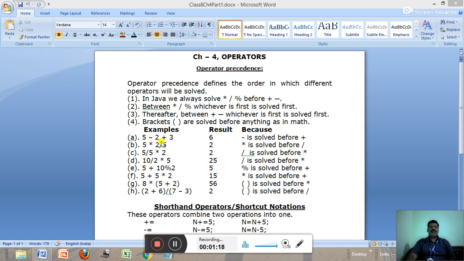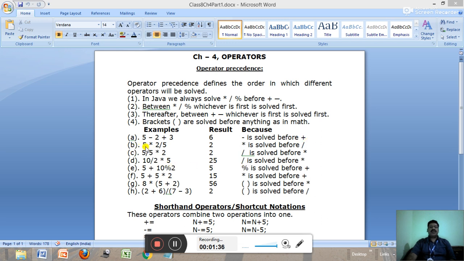First one, 5 minus 2 plus 3. Let's see, minus and plus both have got the same priority, but which is coming left side? Minus. So 5 minus 2 will be done, comes 3. 3 plus 3, 6. So 6 is the answer. So minus is solved before plus.